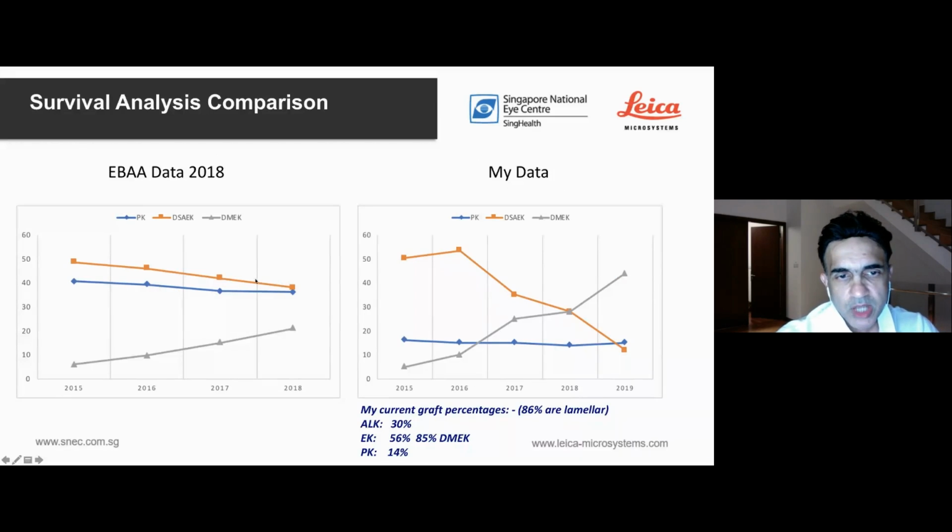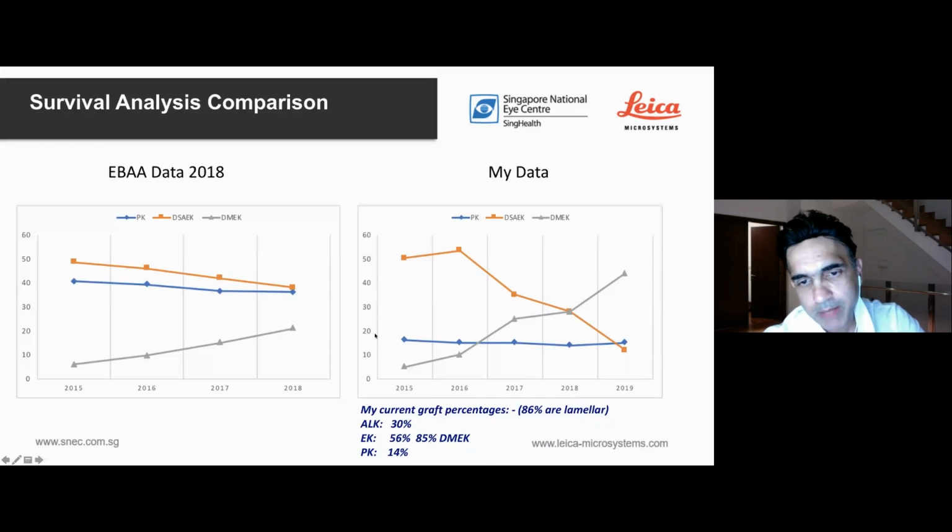If you look on the left-hand side, this reflects what I've just told you. You will see that the PK rates are actually quite stable, from the Eye Bank Association of America. But you'll see the DSAEK rates over here in orange are falling. And as this line falls, it's because the DMEK rates are rising. And this is up to 2018.